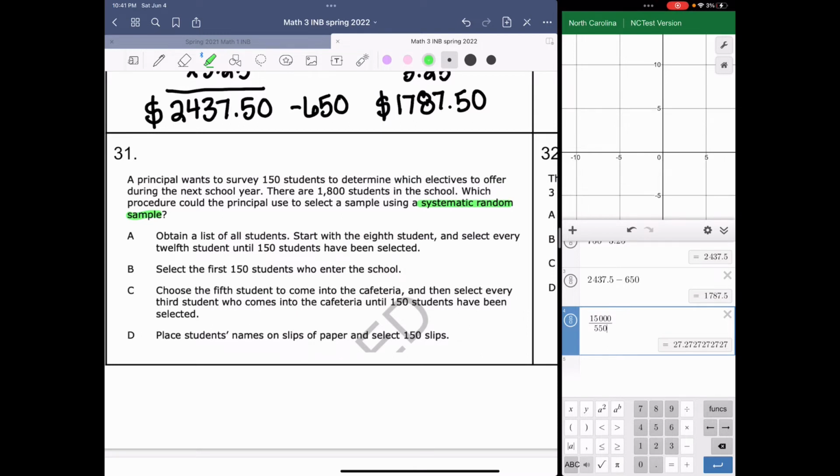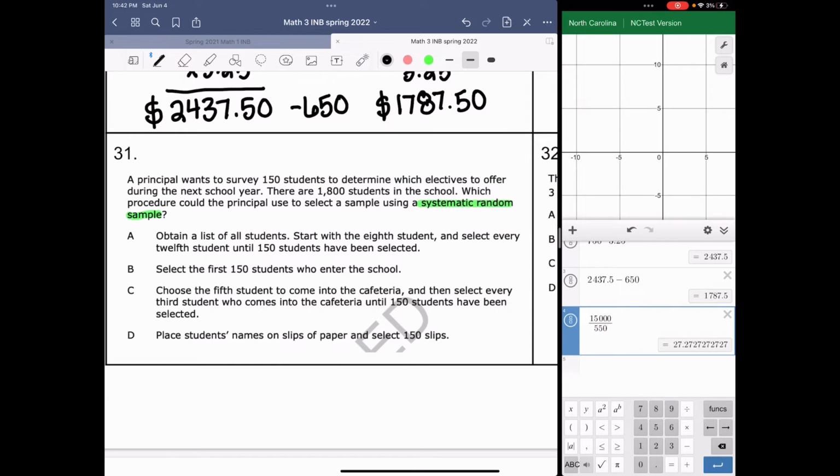We still want the same probability of people being picked, but systematic means that you have some type of procedure to pick them. So it's not just I'm going to put all 1,800 students in a hat and pull their names. This is more systematic where it's a little bit easier. So the first one says, obtain a list of all students. Start with the 8th student and then select every 12th student until 150 have been selected.